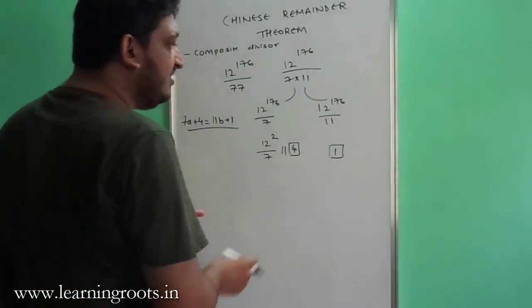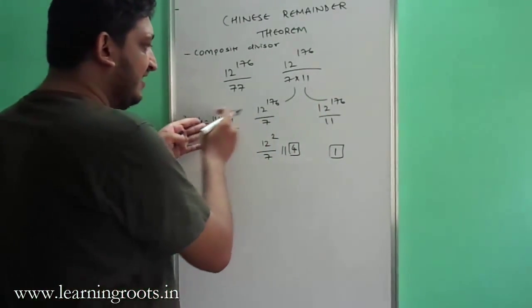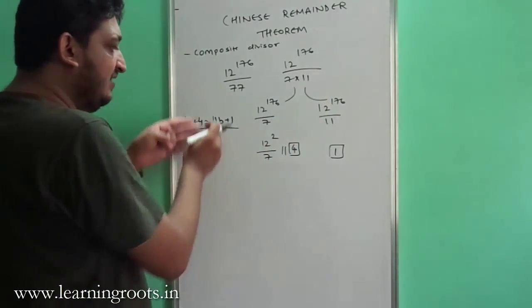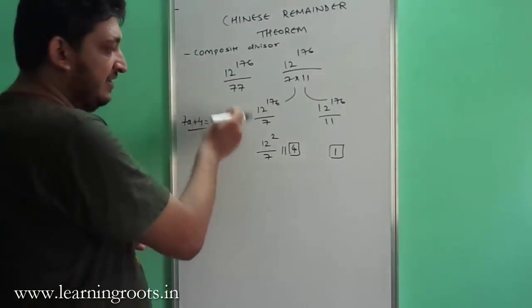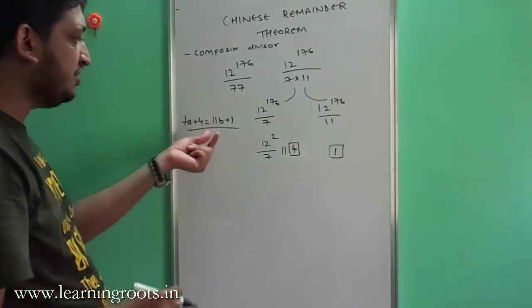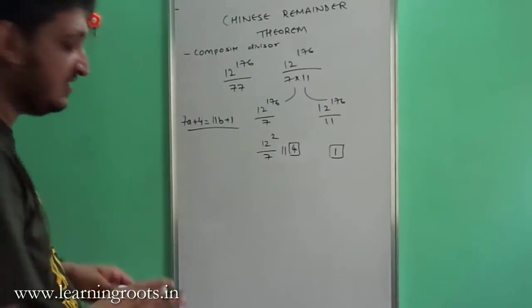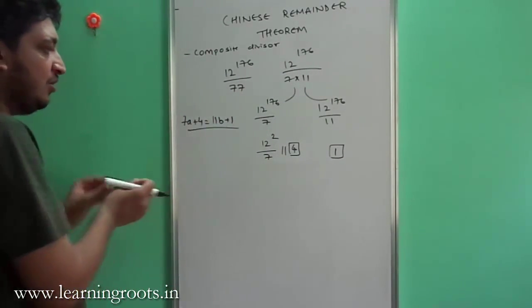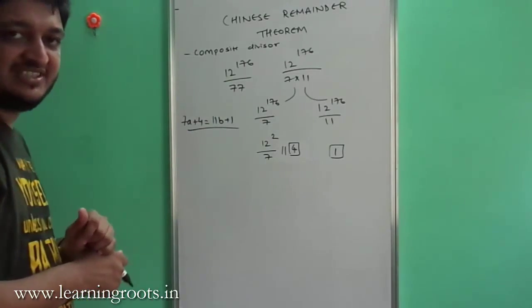Again, 11b plus 1 means that 12 raised to 176 divided by 11 will give some quotient b and a remainder 1, because 11 is the divisor. So we have to find the lowest values of a and b that satisfy this equation.